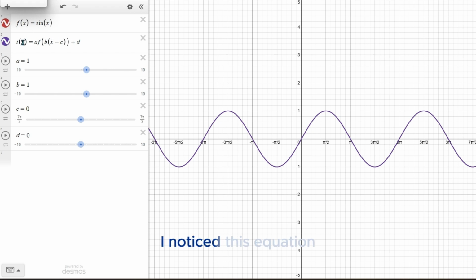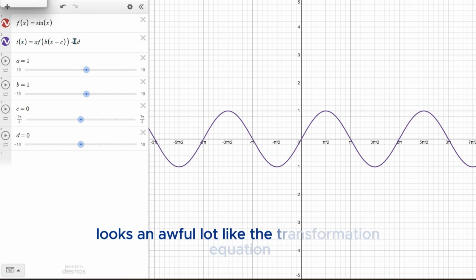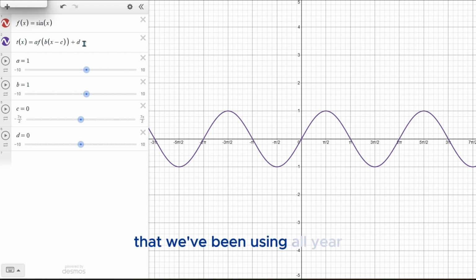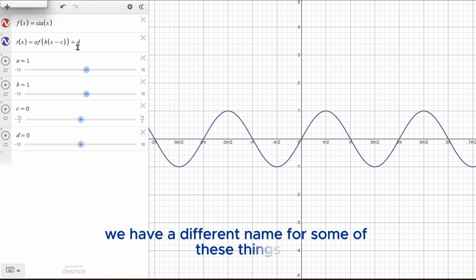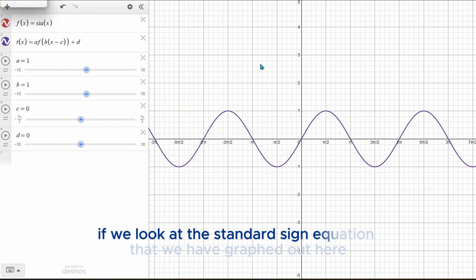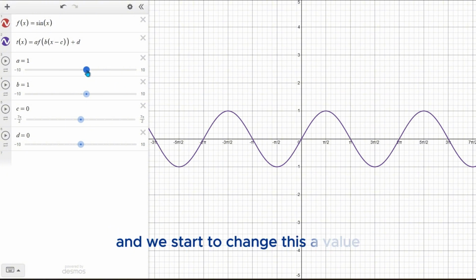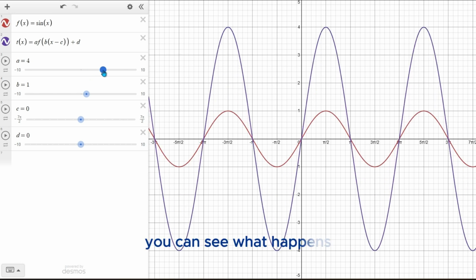There are nuances and differences, but most of what we learn here is transferable to other periodic functions. I notice this equation looks an awful lot like the transformation equation that we've been using all year, and there's good reason for that. It's nearly exactly the same. The only difference in a periodic function is we have a different name for some of these things. But if we look at the standard sine equation that we have graphed out here, and we start to change this a value, you can see what happens.